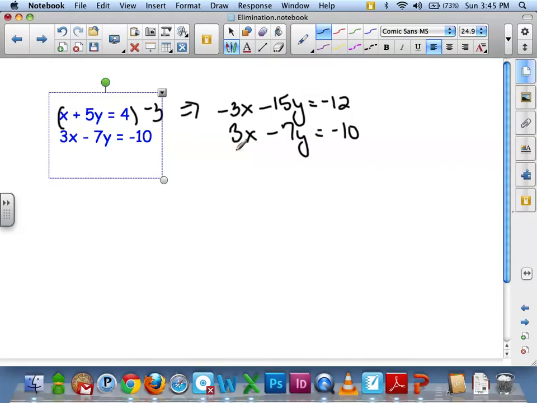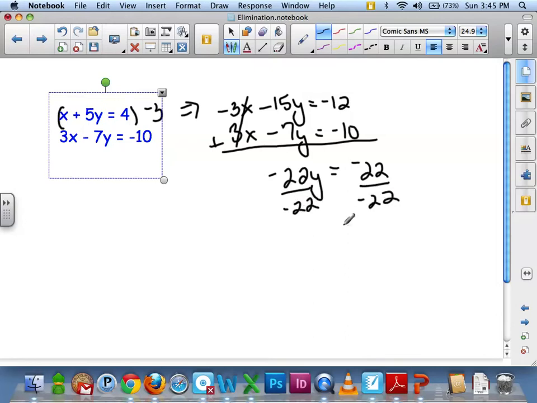So now when I look at this, if I add the x's together, I know that I'm going to cancel them out. I'm going to get 0x. So those are eliminated. So what we're going to do is add these equations together. The x's cancel out. If I add these two, I get negative 22y. And then I've got negative 12 plus my negative 10, so I got negative 22. I'm going to divide each side by negative 22, and in the end, I'm going to get y equals 1.